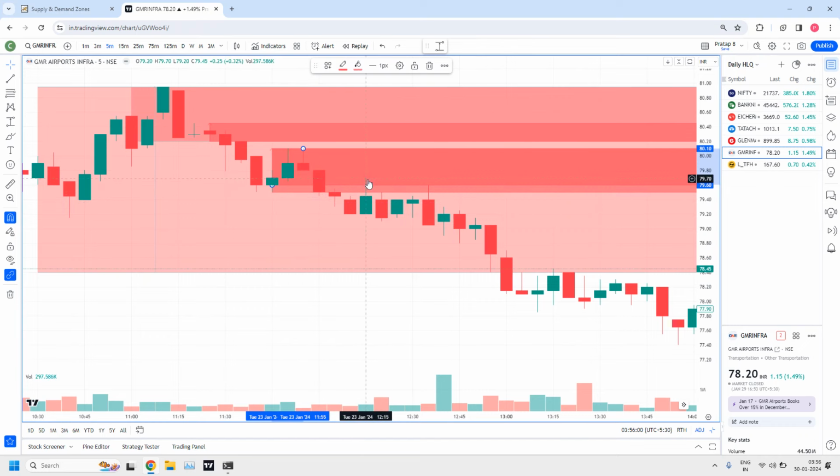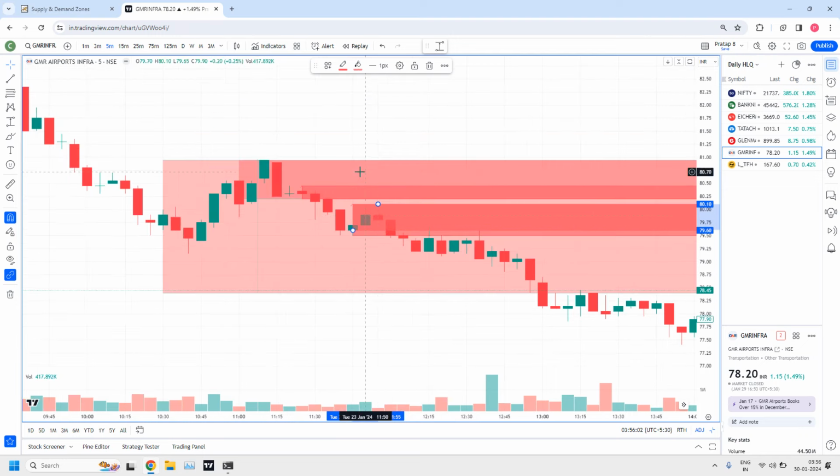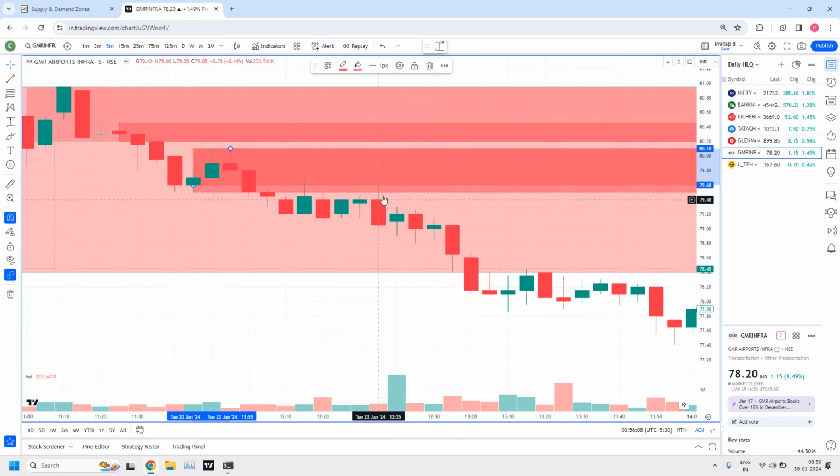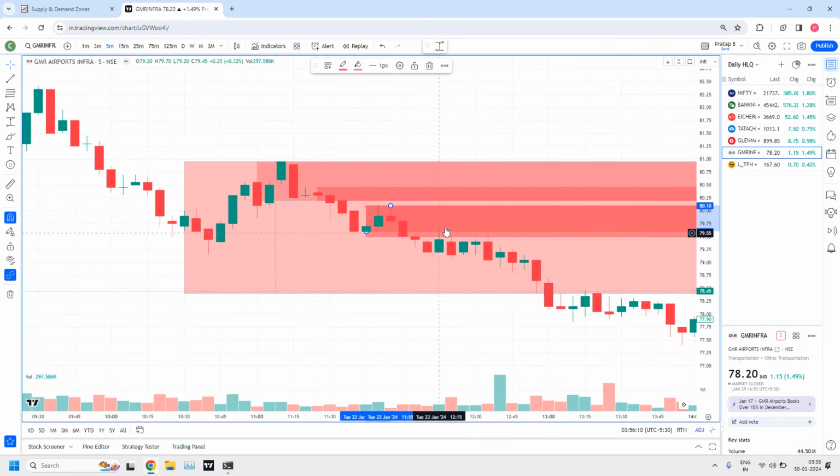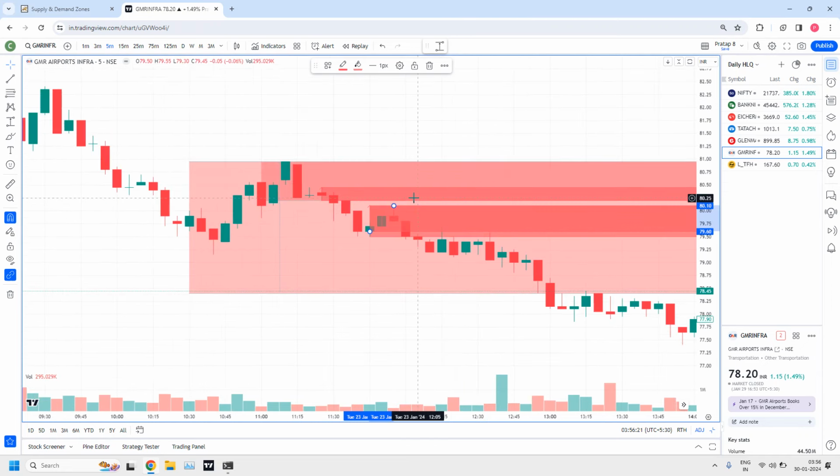See, that way this zone is already tested here. This zone has also already consumed some order flow. Once and again, a second time a little below. But there is already some order flow consumed here. Maybe there could be some more order flow also. That possibility is also there. But because it is already tested, we never know how strong it is.